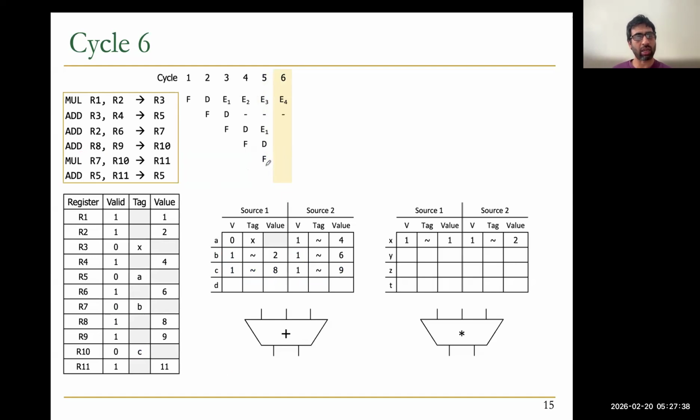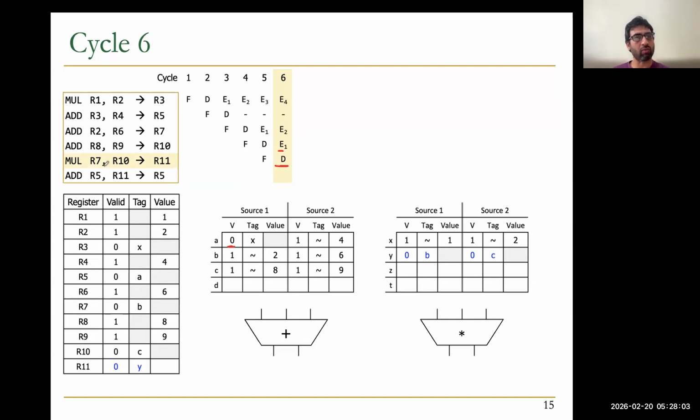Add cannot continue because one of the operands is still not available. Second add is already executing and it is in execute stage 2. Third add will now enter the execute stage. So 8 and 9 will be summed together, but it will take 4 cycles to complete. And then the multiply instruction will enter the decode stage.